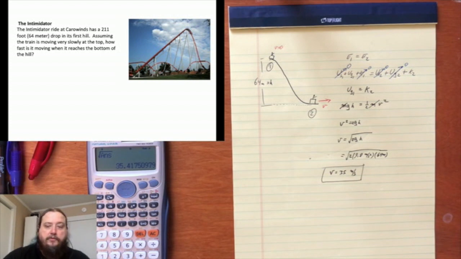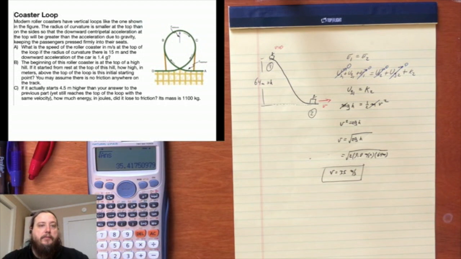Okay, so let's move on to a different roller coaster problem. This one says that modern roller coasters have vertical loops like the one shown in the figure. The radius of curvature is smaller at the top than on the side, so that the downward centripetal acceleration at the top will be greater than the acceleration due to gravity, keeping the passengers pressed firmly into their seats. Part A, what's the speed of the roller coaster in meters per second at the top of the loop if the radius of curvature there is 15 meters and the downward acceleration of the car is 1.4 g's?